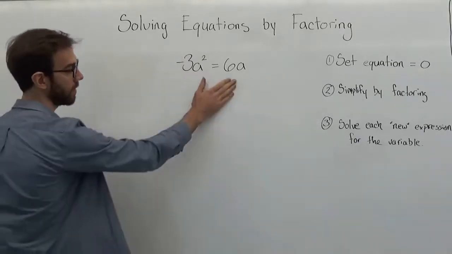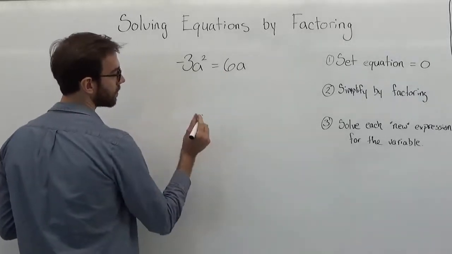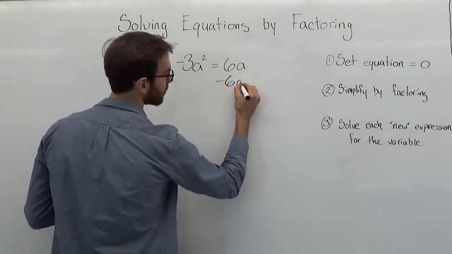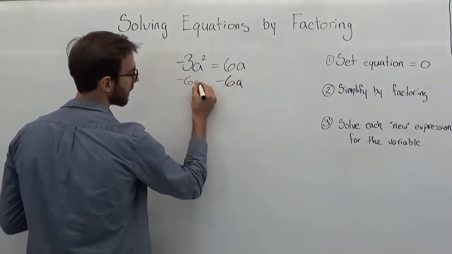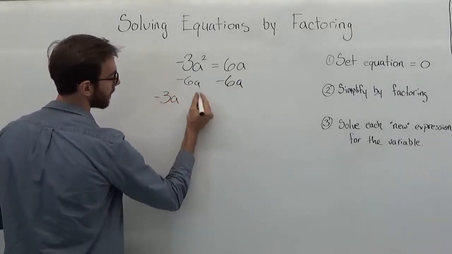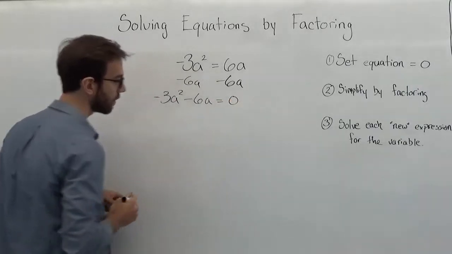It's not set equal to 0 though, so our first step is going to be setting that equal to 0. We'll do that. You can do it any way you want. I'm going to choose by subtracting 6a from both sides. So I'll rewrite my equation. Minus 3a squared minus 6a is equal to 0.